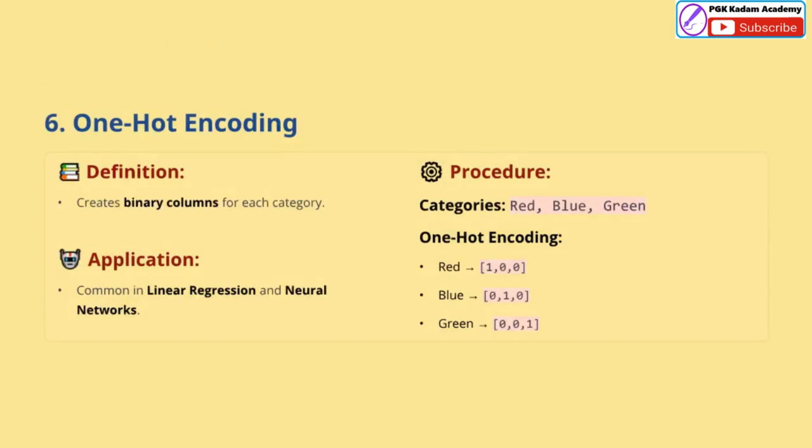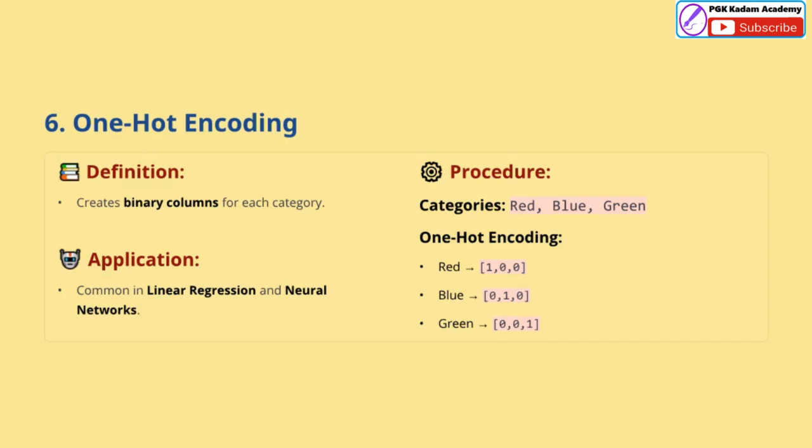One-hot encoding is a technique used to represent categorical variables as binary columns. Each category is represented by a binary vector, where a 1 indicates the presence of that category and 0 indicates its absence. For example, if we have categories red, blue, and green, one-hot encoding would represent them as 1, 0, 0, 0, 1, 0, and 0, 0, 1 respectively.